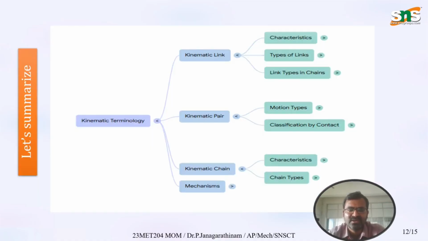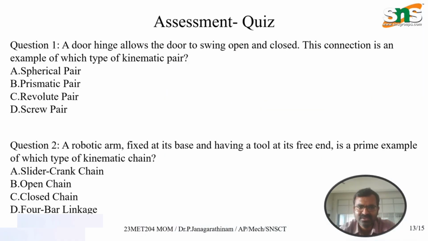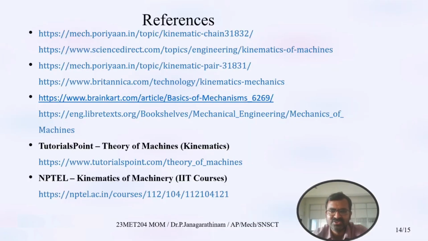And this is the general summarization of today's class: kinematic links, pairs, chains, and mechanisms, and in-depth types of these links, pairs, and chains. And these are the two assessment questions and some references we have to follow, like the PPT, and some of the NPTEL tutorial materials can also be referred.